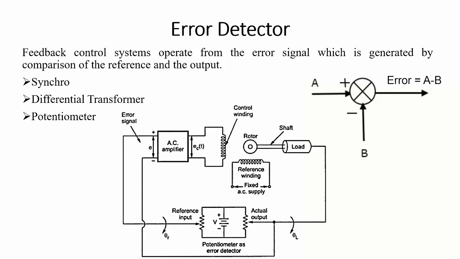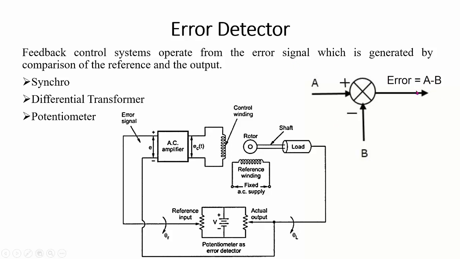What we were trying to do with the comparator was generate an error by subtracting B from A. I told you that if the actual output is exactly equal to the reference or desired output, that is, if there exists no difference between A and B, then the error will be 0. We were using this error to operate the controller. If the error is finite, it will operate the controller. In case the error is 0, the controller will not be operated, or it will not give any signal to the process plant.